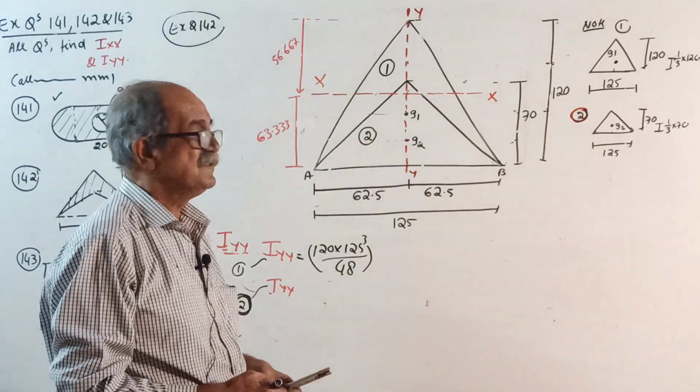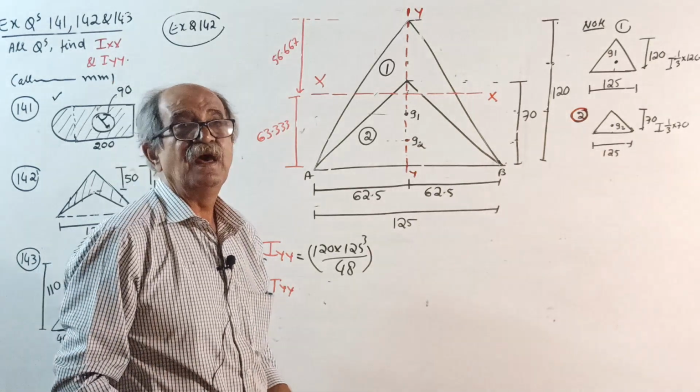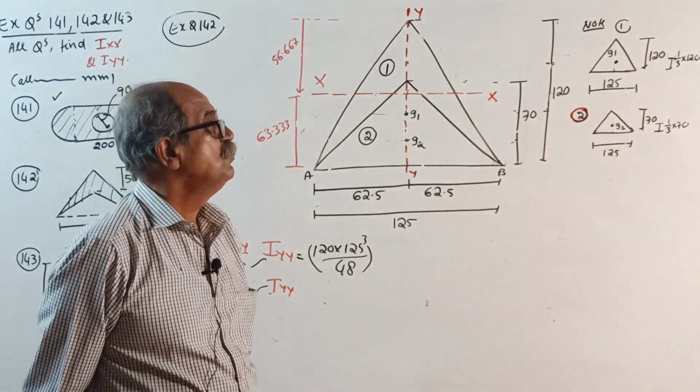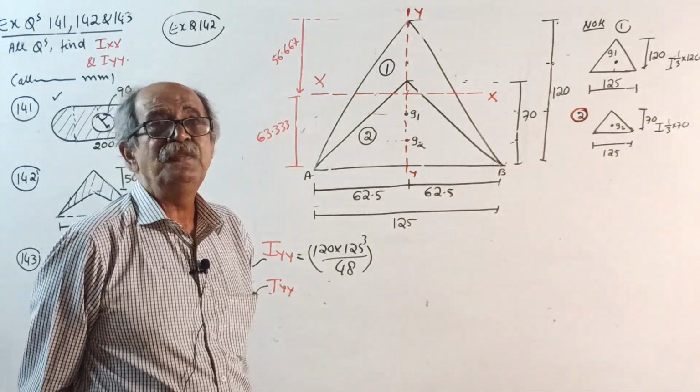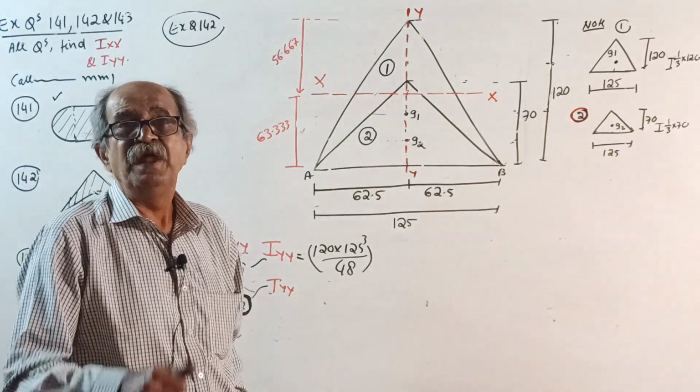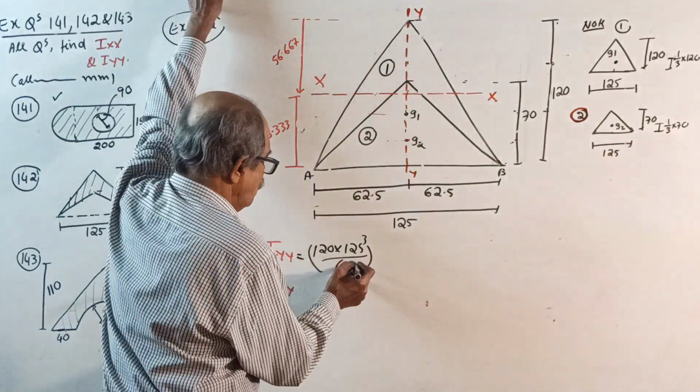There will be people who ask this, who never came to any class earlier. They know only one thing: rectangle BD cube by 12, triangle BH cube by 36. This person is writing 48. How dare he write? I will ask, how dare you question first of all, without knowing anything.